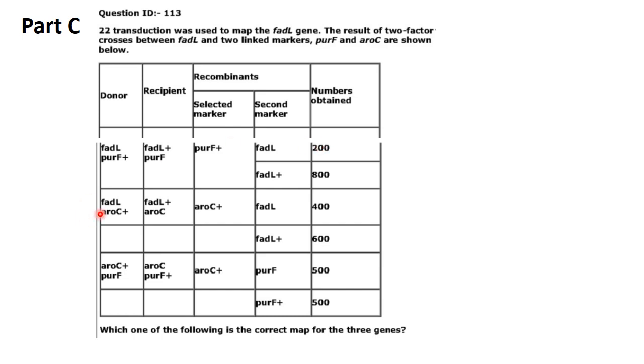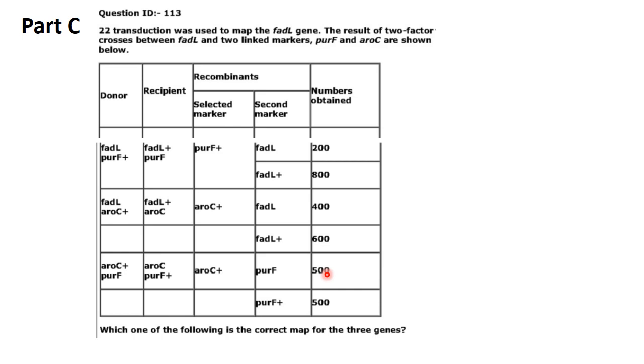Now the next condition, FADL plus AROC plus. If you see AROC plus and FADL, it is 400. So here it is 40% frequency. Now here if you see AROC plus PURF, it is 500 over here. So 500 means 50% transduction frequency.